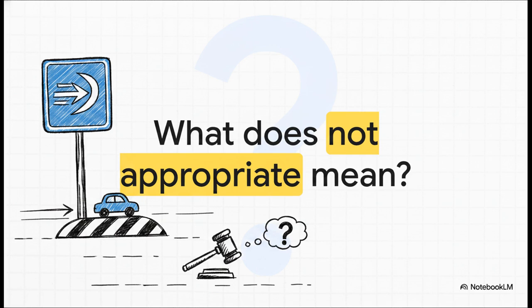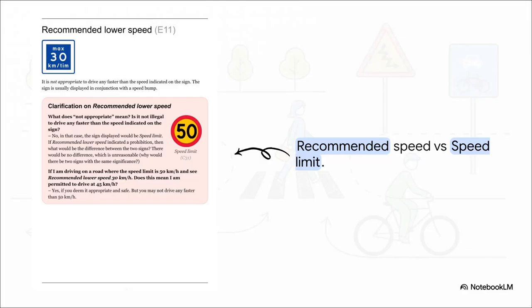for a second. What does not appropriate actually mean in a legal sense? Is it actually breaking the law to drive faster than what's on that blue sign? Well, the answer is actually no, it's not illegal. Think about it. If a recommended lower speed of 30 was a strict legal ban, they'd just use a standard round red and yellow speed limit sign, right? Why have two totally different signs for the exact same rule?